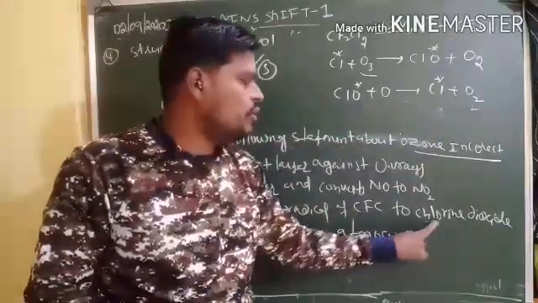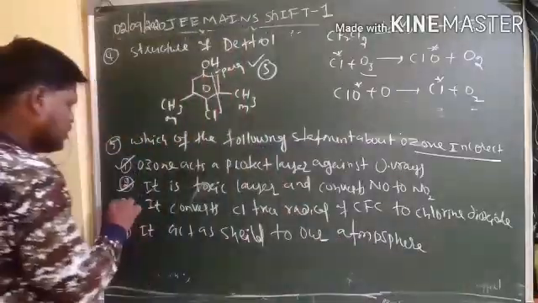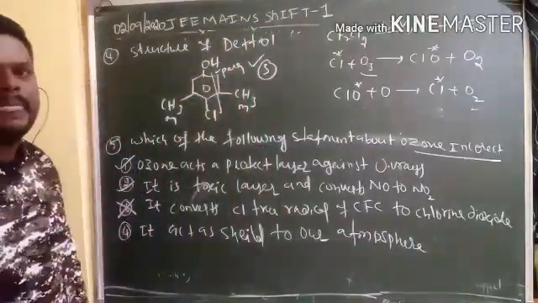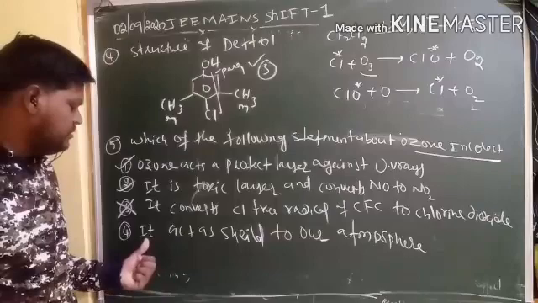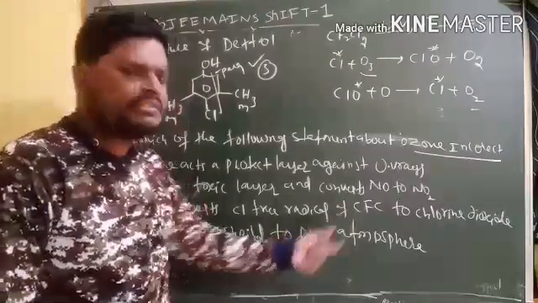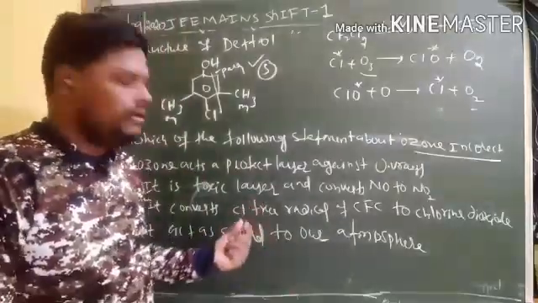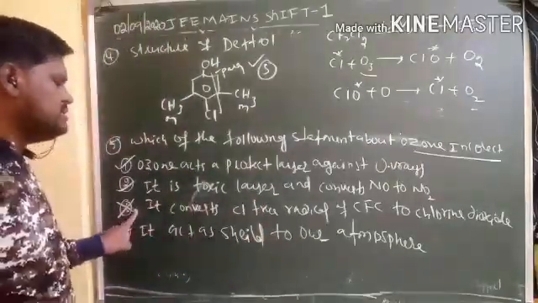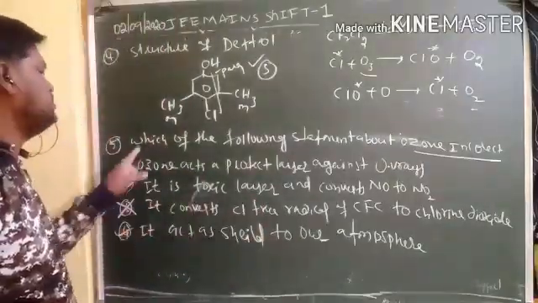But not chlorine dioxide. So that's why the third option is the wrong option here. Right? And it acts as a shield to our atmosphere. Of course, it is the right answer. That's why the third option is of course wrong, but it is correct for this question.